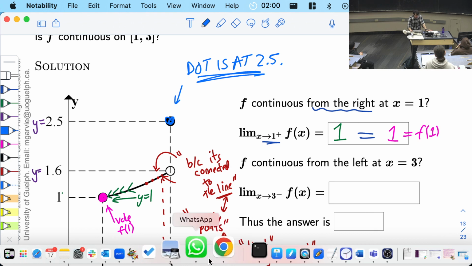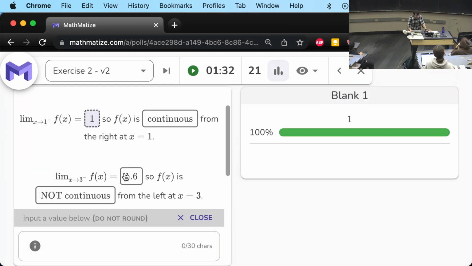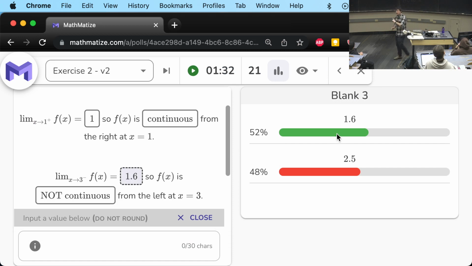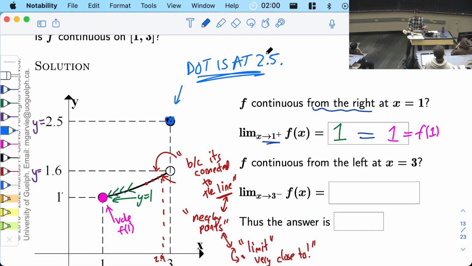The correct answer is 1.6. So slightly over half the people got it right. What is wrong with the dot is at 2.5? It's totally true the dot is at 2.5, but that is answering a different question than the limit.